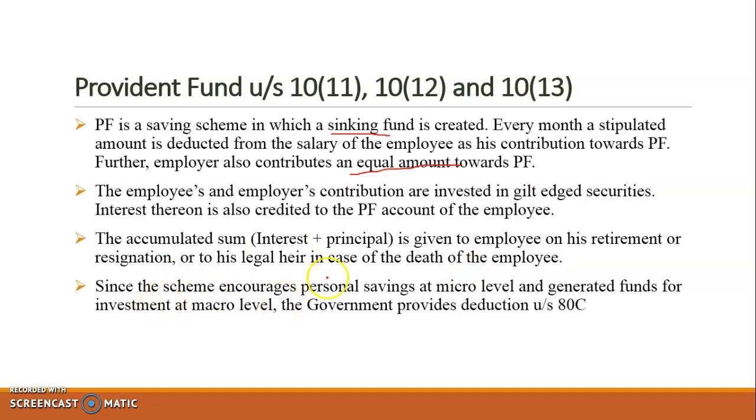Since the scheme encourages personal saving at micro level and generates funds for investment at macro level, the government provides deduction under section 80C, which we have already covered in the previous video, which gives deductions for investments and savings in certain kinds of investment portfolio allowed by the government to claim the deduction under section 80C, and the maximum deduction was 1,50,000.